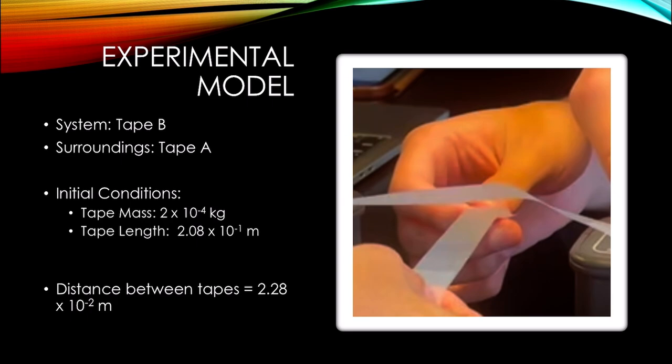Experimental model. In this lab, the system is tape B, which is the top piece of tape, and the surroundings are tape A, which is the bottom piece of tape. The tape has a mass of 2 times 10 to the negative 4 kilograms and a length of 2.07 times 10 to the negative 1 meters. The distance between tapes was found to be 2.28 times 10 to the negative 2 meters.